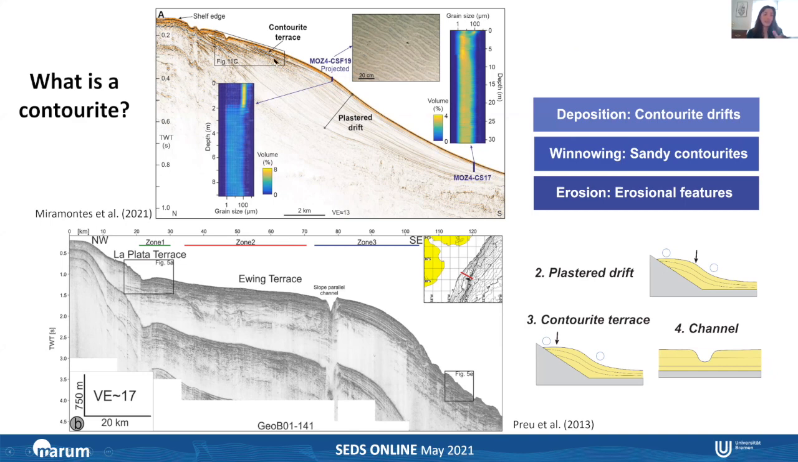They can maybe not be so flat, but in some areas, particularly such as in the Argentine margin, they can be very large and very flat, and they are often dominated by erosion in some areas, and they are mainly sandy, while the part of the plastered drift is mainly muddy deposits. So also on the top of the terraces, we can often see erosional features such as moats or channels.